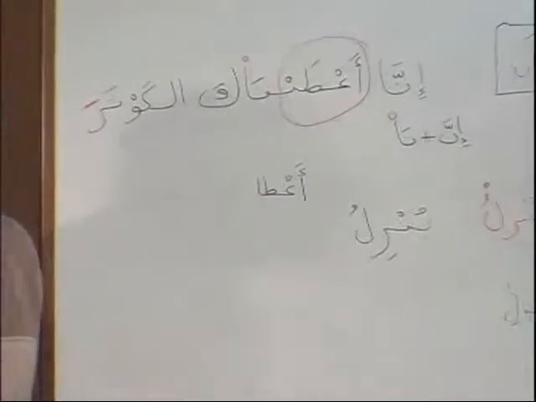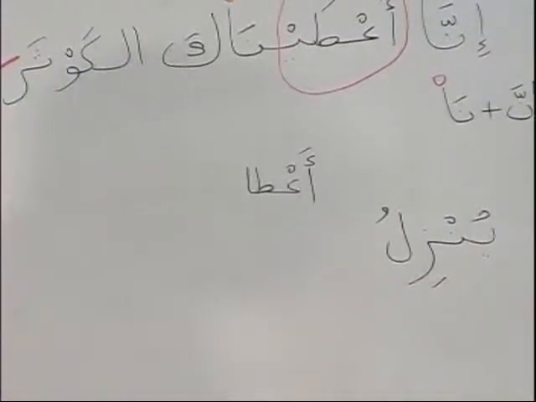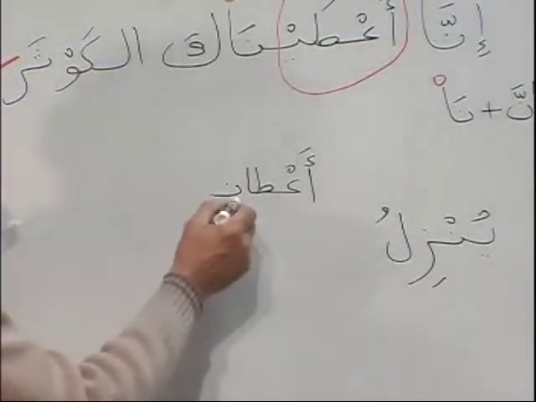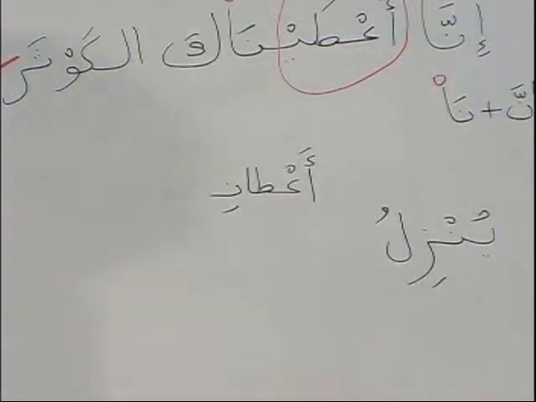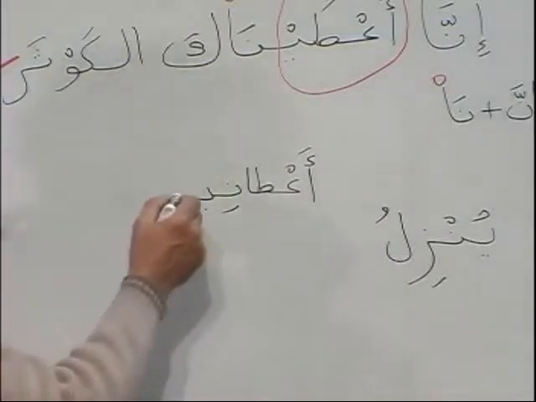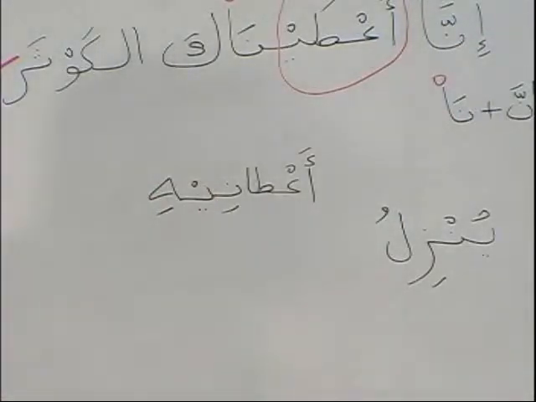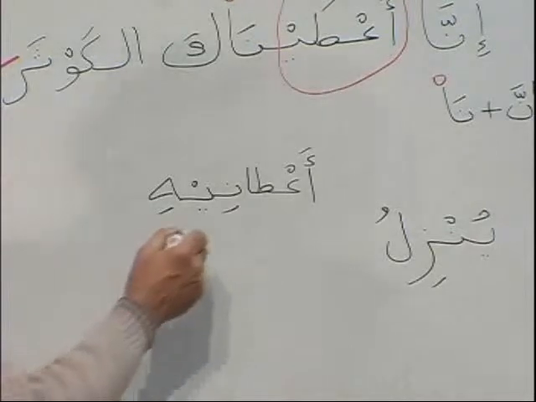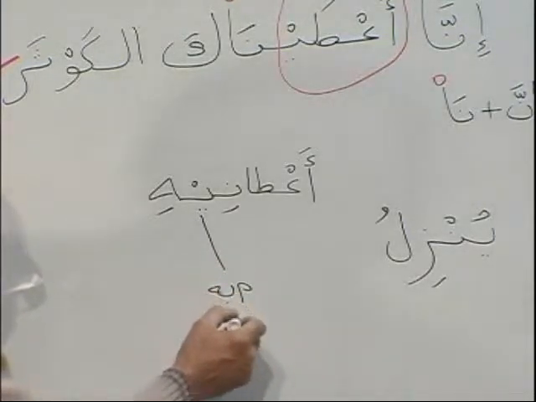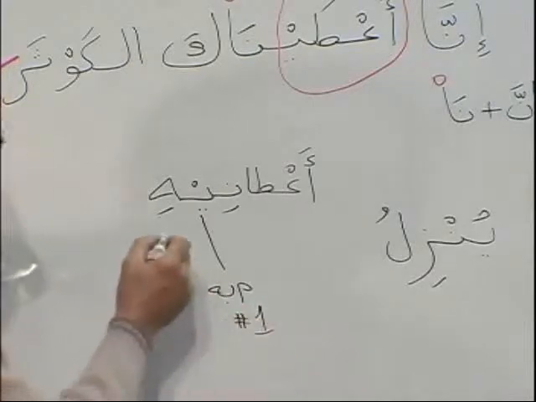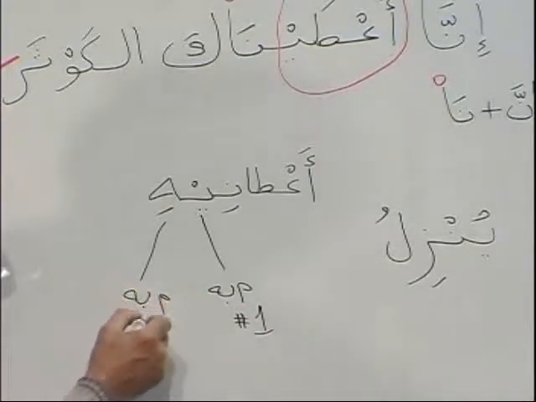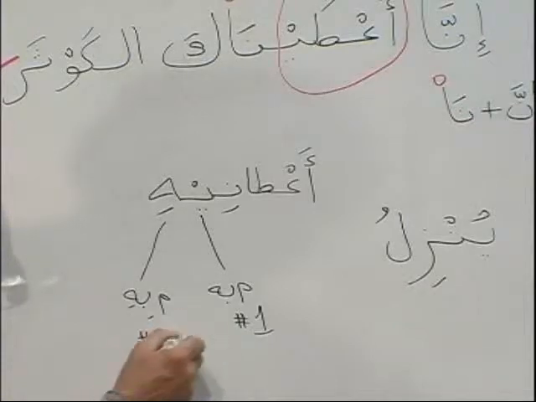This is your verb. Sahi? This is your verb. And then, what is this? Nun wiqaya, the noon of protection. And then, what is this? So what is this? Maf'ulun bihi. And what is this? Maf'ulun bihi number 2. Got the idea? This is your maf'ulun bihi number 1. This is your maf'ulun bihi number 2.